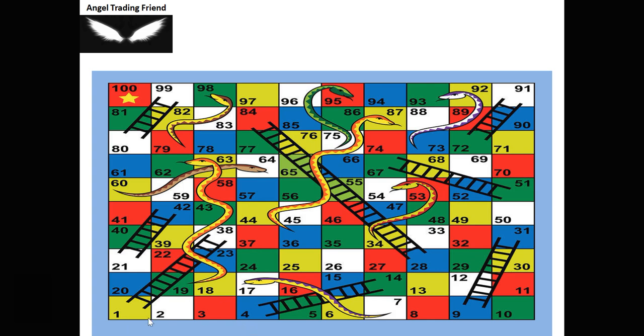Yes, so the person who is starting from 1 rolls the dice. The result of the dice, we don't know whether it is going to come 1, or 2, or 3, or 4, or 5, or 6, anything of that sort we don't know, right? The same way in the stock market, you can't predict the direction of the market. You don't know whether you're going to get a profit of 1000 rupees tomorrow, or 2000, or 3000, or 4000, or whether you're going to make a loss.